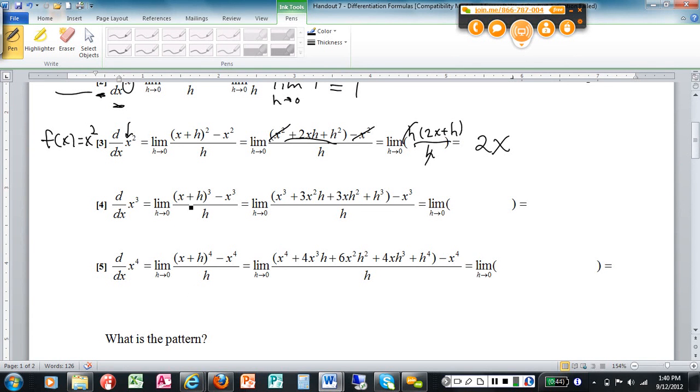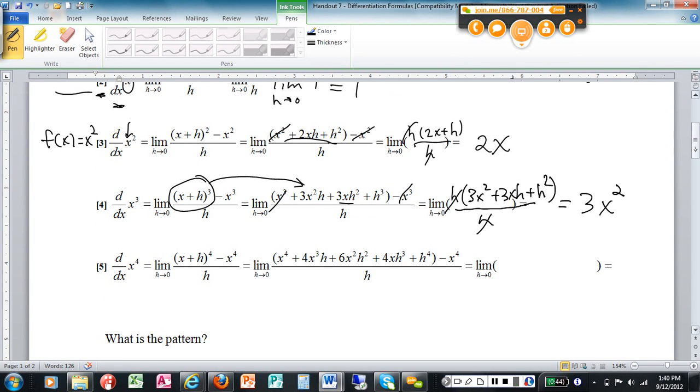If you do x cubed the same way, you get x plus h cubed minus x cubed. Well, if you do all that foiled out, here's what you get. x plus h cubed turns into this. With me? Okay, what happens? Well, the minus x cubes cancel, so we have 3x squared h. h factors out again, so I have 3x squared plus 3xh plus h squared over h. The h's cancel. What's the limit as h goes to 0 of that? 3x squared. One more.